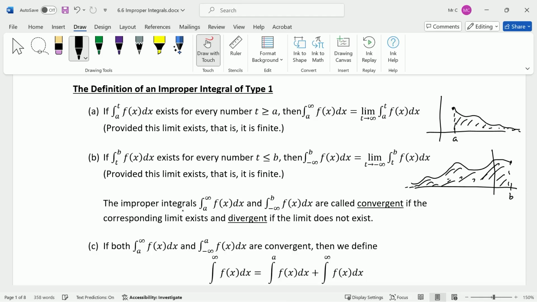Now we say the improper integrals from a to infinity of f of x dx and from negative infinity to b of f of x are called convergent if the corresponding limit exists, and divergent if the limit doesn't exist. So convergent improper integrals means the associated limit exists. Divergent improper integrals means the limit doesn't exist.